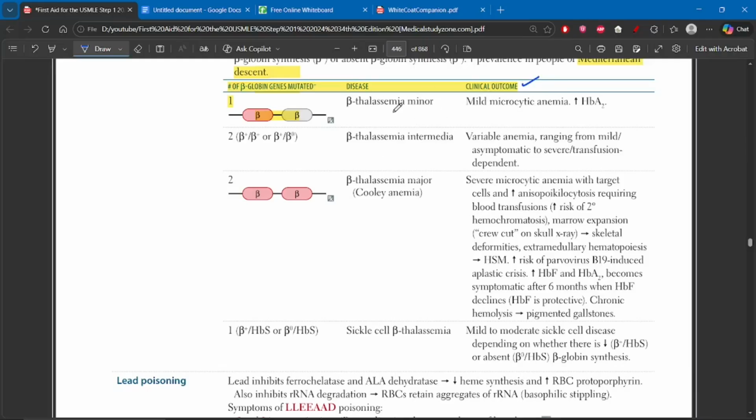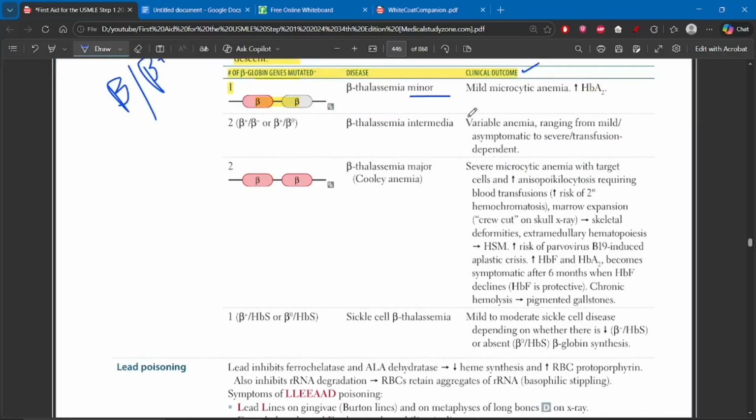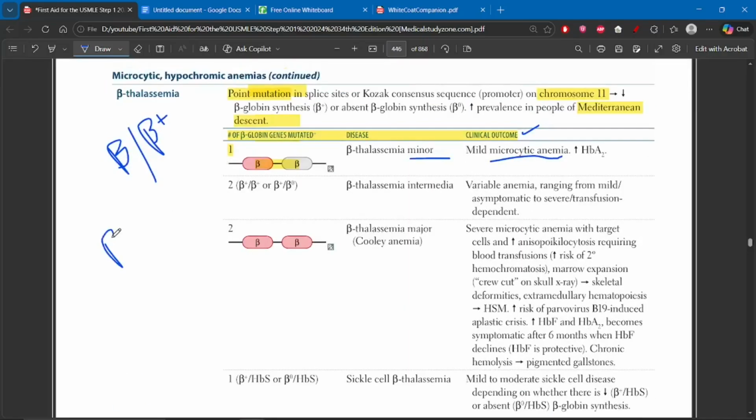So either you can have beta thalassemia minor. Beta thalassemia minor means that there is only partial disruption. So if one beta chain is normal and the other one has a partial decrease, right? So this plus, I told you guys already, means that it's a decrease. So it's going to be known as beta thalassemia minor, which is going to give us microcytic anemia and nothing more.